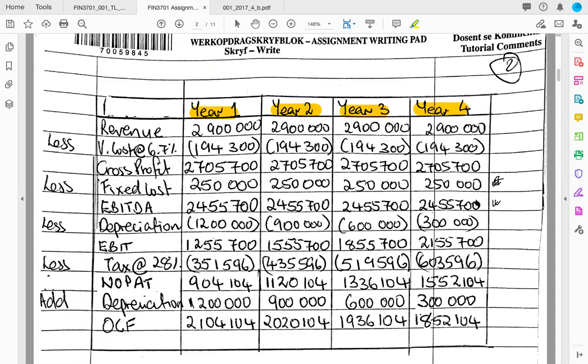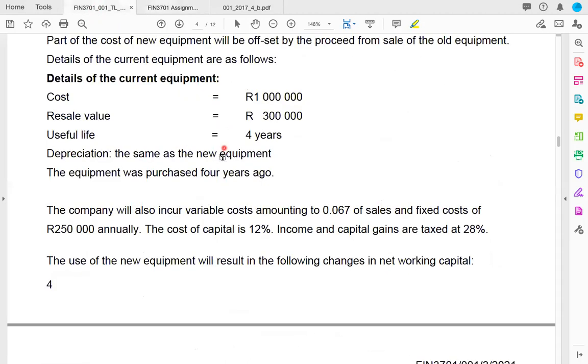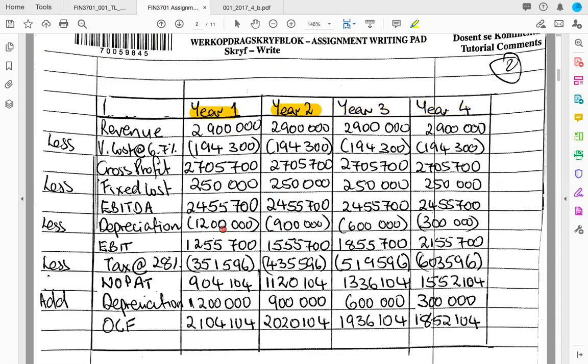Sometimes the question will say the fixed costs include depreciation. If the question says the fixed cost includes depreciation, then there's no reason for you to subtract depreciation again, like what I did here. If the question says the fixed costs include depreciation, then there is no need for you to subtract depreciation again. This question did not say that, so we need to subtract depreciation separately.